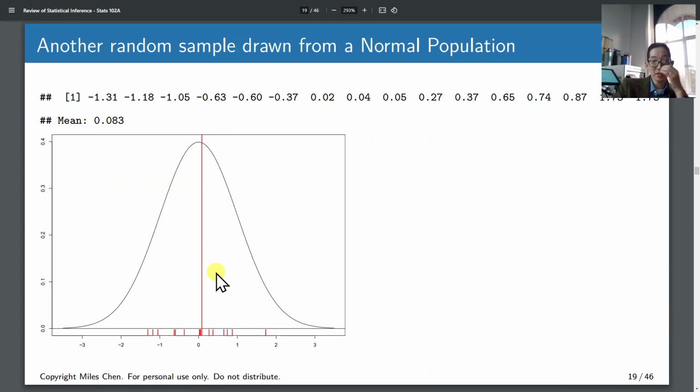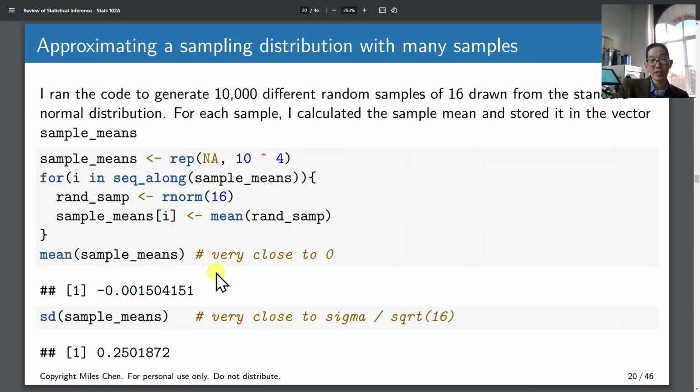I could just repeat the process over and over and over again, and that's what I do. I say, let's do 10,000 of these, and I write a very, very simple loop. I just say, do this 10,000 times. Each time, take a random sample of 16 values from the normal distribution, and that will be your sample. Calculate the mean of that random sample, and then store that in our vector of sample means.